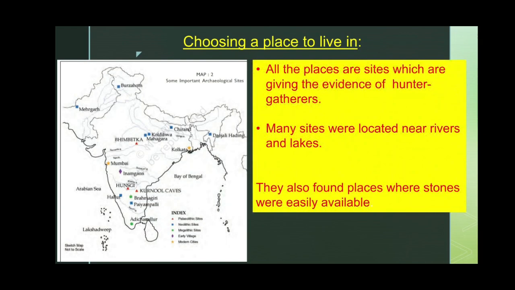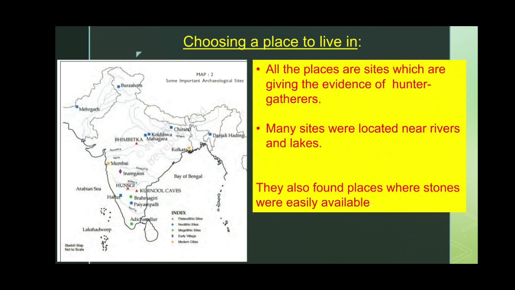Now our next topic is choosing a place to live in. Hunter gatherers used to move from one place to another, but they had to choose some places where they needed to live. So they chose a place to live where they could live properly and where the things they needed were available.